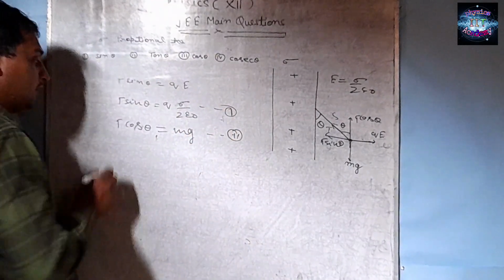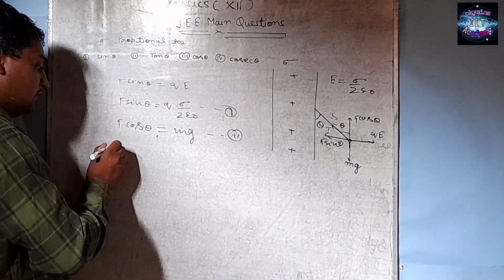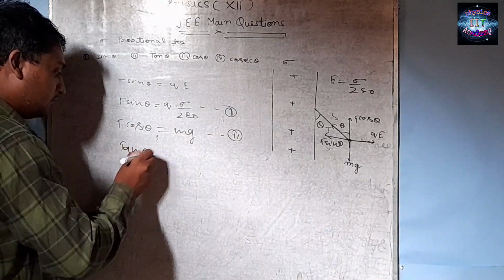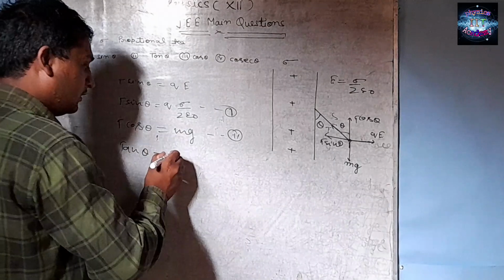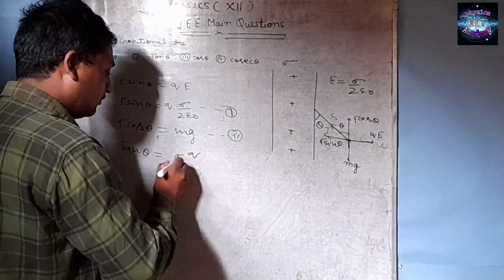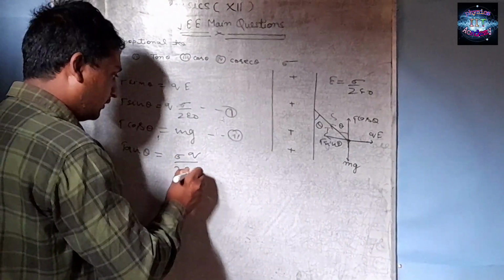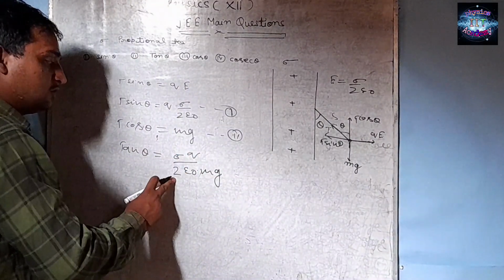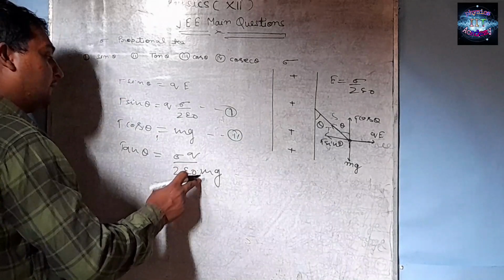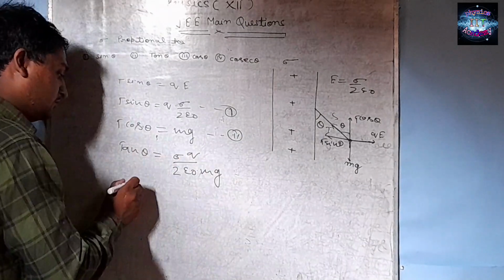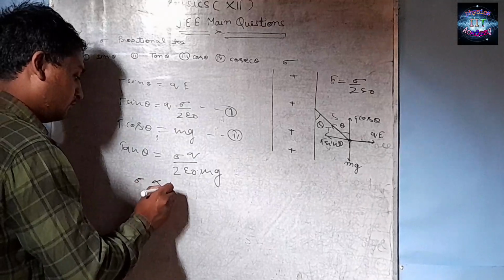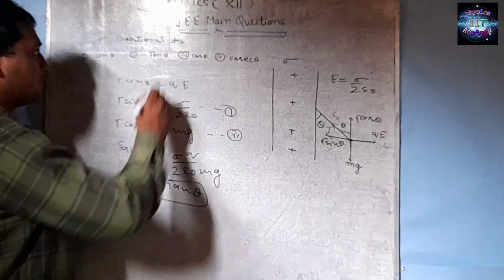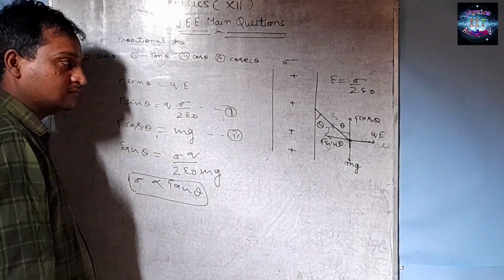Dividing these two equations, what will we get? T will cancel out. Sin theta upon cos theta is tan theta. So tan theta is equal to sigma into q by 2 epsilon naught into mg. Charge q is constant, 2 is constant, epsilon naught is constant, m is constant, g is constant. So sigma is proportional to tan theta. So very important question, that's why this option is correct.